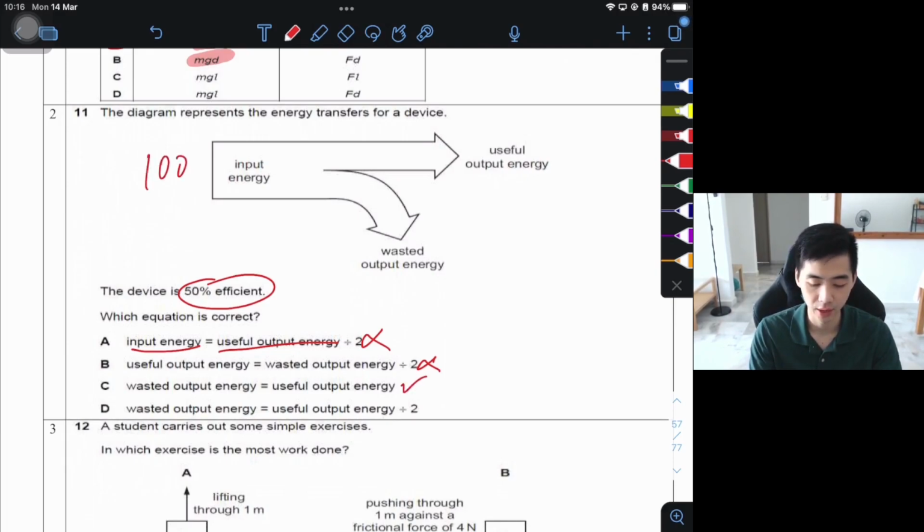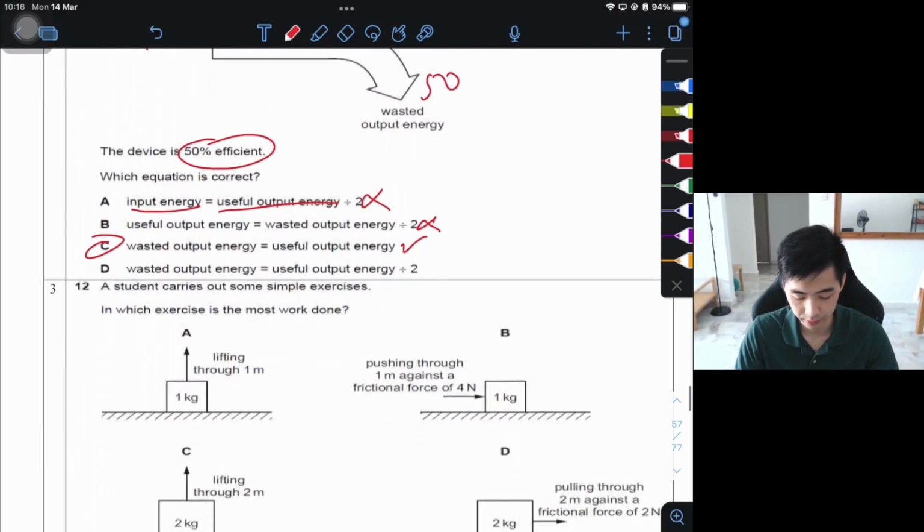It's basically saying like 100 here, 50 here, and 50 here, since they're the same, right? Wasted output energy equals to blah, blah, blah. No, the answer is definitely going to be C for this scenario here, yeah?